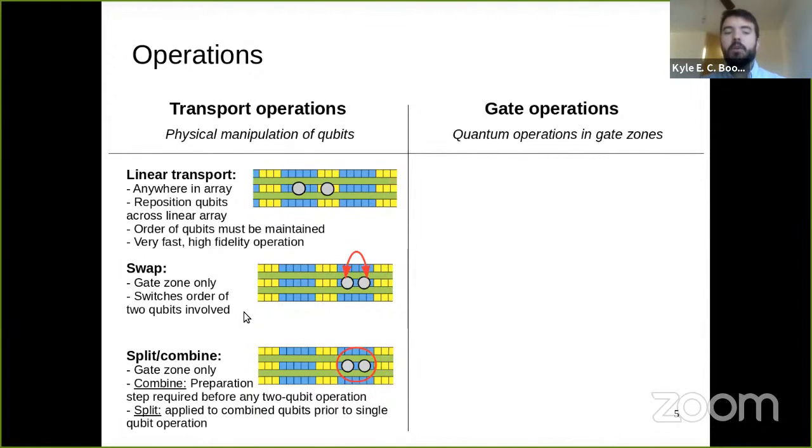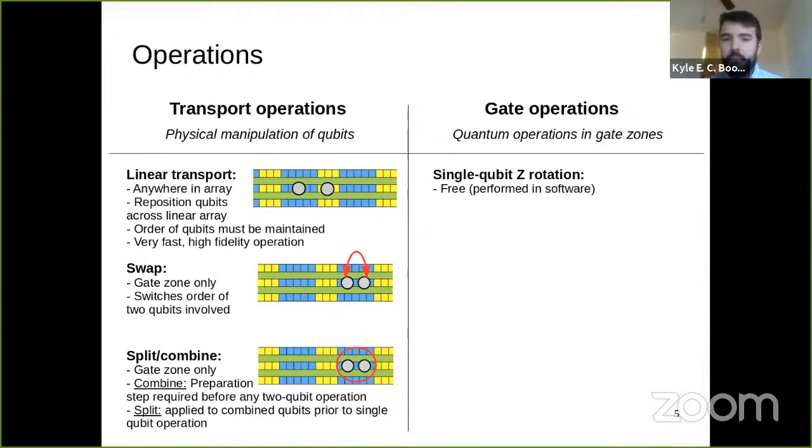Lastly, there are split and combine operations that have to take place in gate zones only. The combine operation is essentially a preparation step that is required before we can implement any 2-qubit operation. And the split step, similarly, is essentially applied to a combined pair of qubits prior to any single qubit operation. So if we want to do a linear transport or a single qubit gate, we first have to split two qubits apart that have been combined.